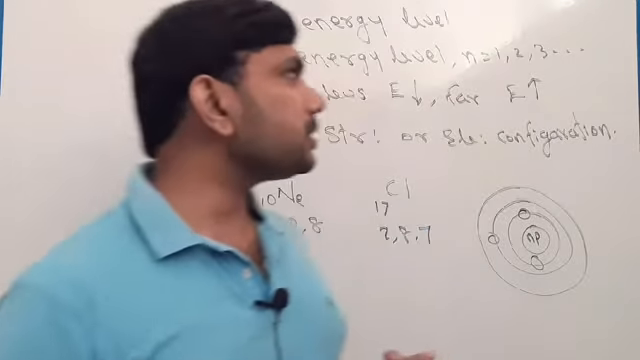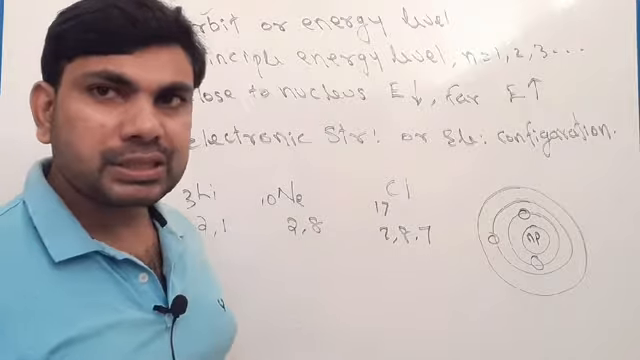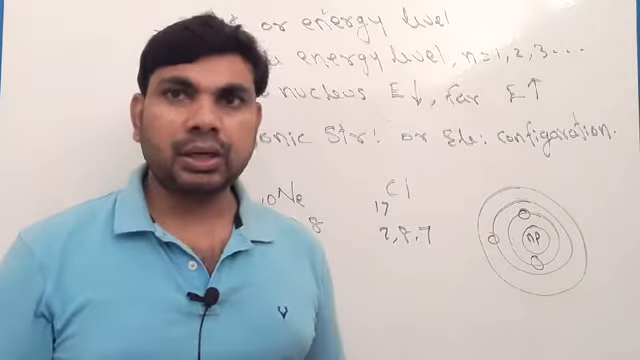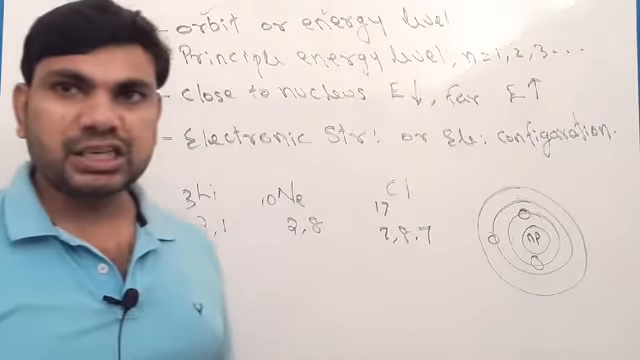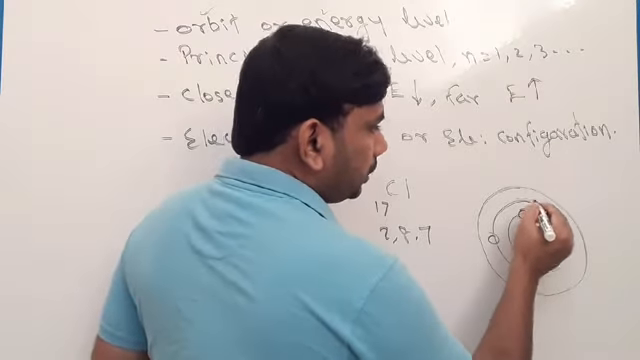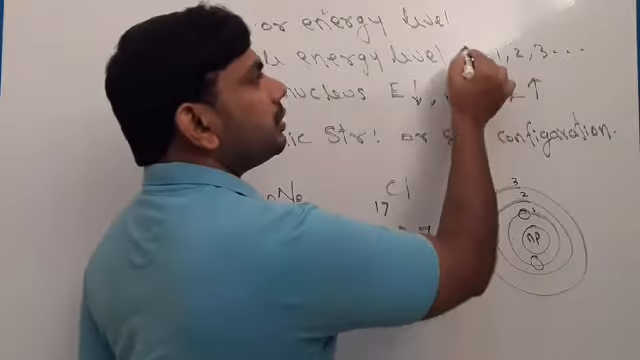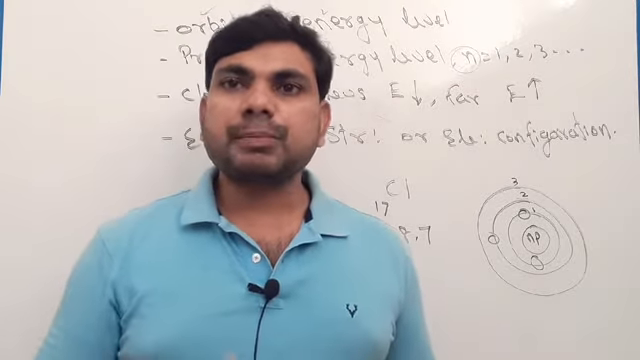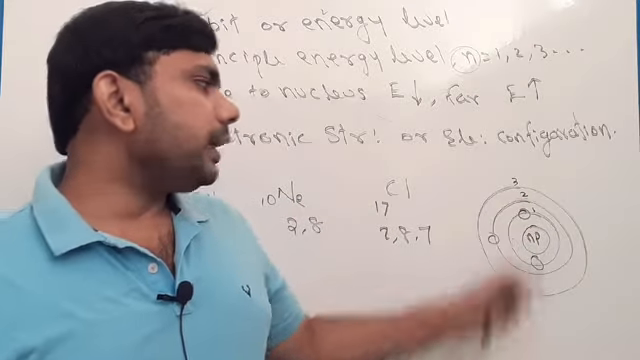This circular path is called an orbit, or energy level. Energy level or orbit. It is also called the principal energy level. The principal energy level is numbered 1, 2, 3, and it is represented by N.